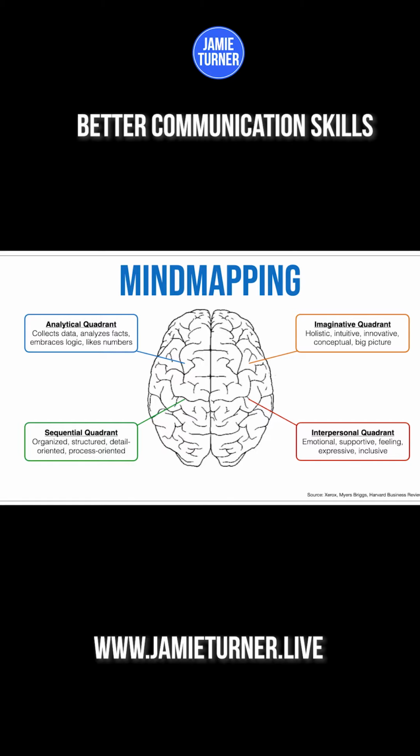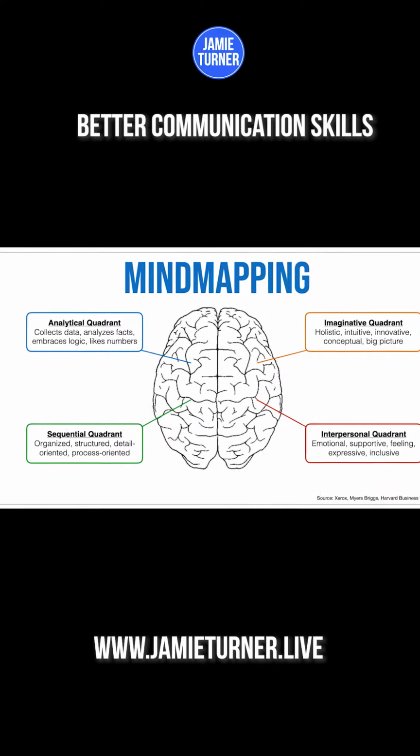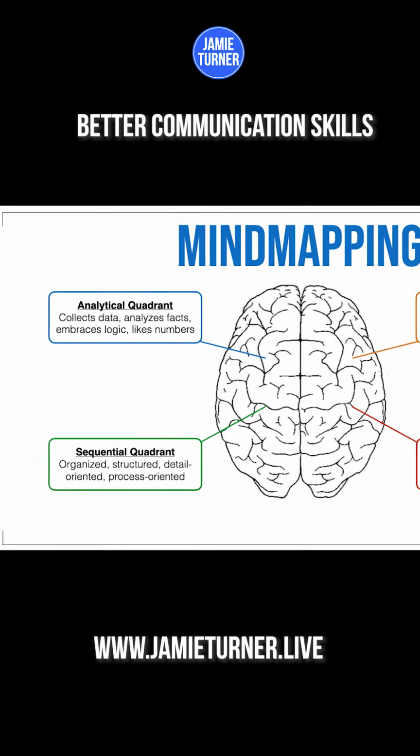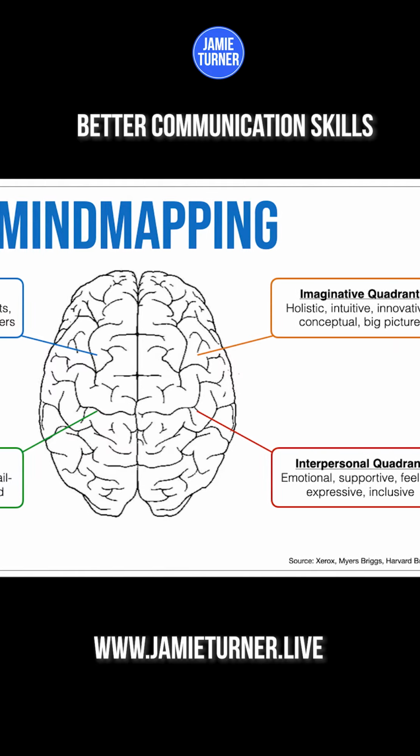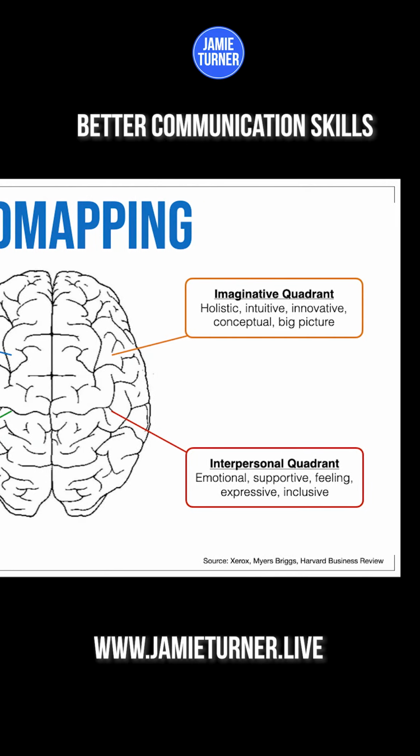You can see the four quadrants here, and they basically, starting in the upper left-hand quadrant, is the analytical quadrant. These are people who collect data, analyze facts, embrace logic, and like numbers. Moving clockwise, you can go over to the imaginative quadrant in the upper right-hand side. These are people who are holistic, intuitive, innovative, conceptual, big picture. A lot of times entrepreneurs are in this quadrant.